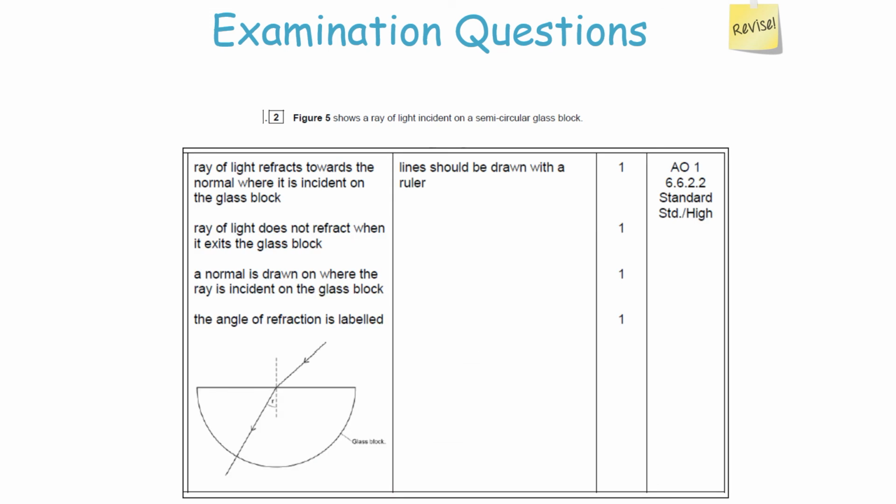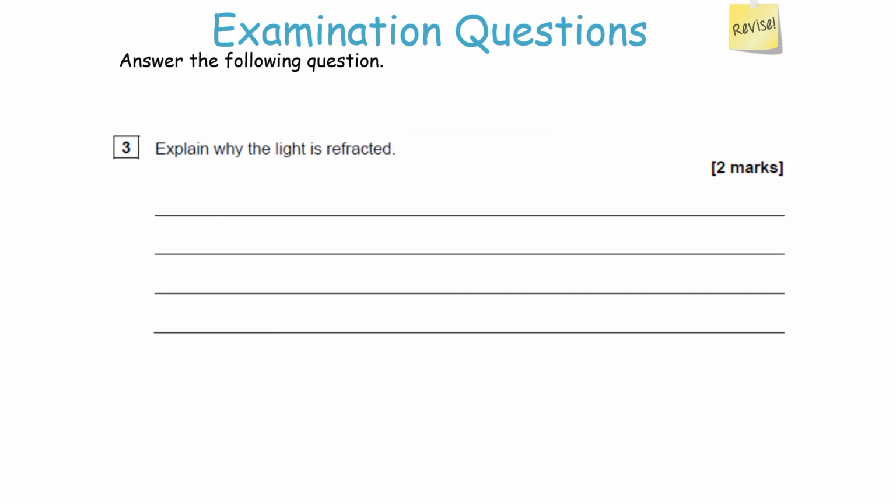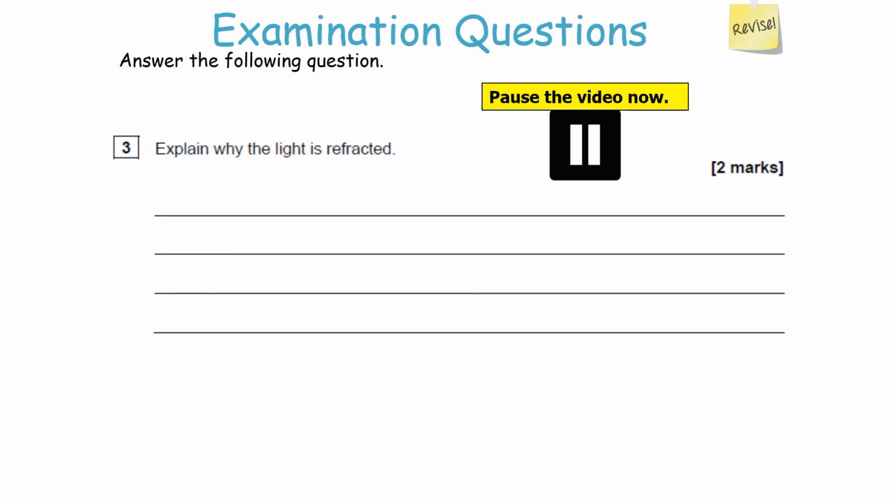of refraction. Now remember, it's important to note that when we have angles in refraction, it's from the normal, which is an imaginary line which we use as a reference point to measure angles, to the ray. So you can see there where the angle of refraction is. Again, let's have a look at the next question. Explain why the light ray is refracted. 2 marks. So pause the video again and then unpause the video when you want to go through the answer.